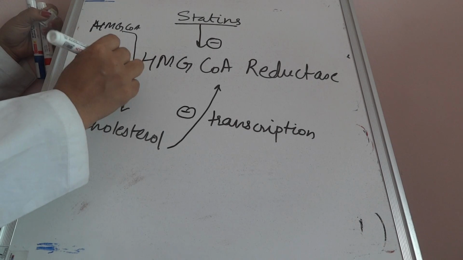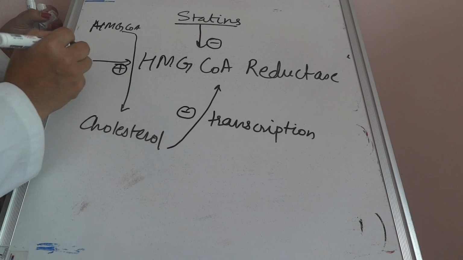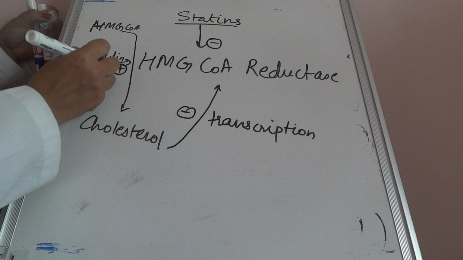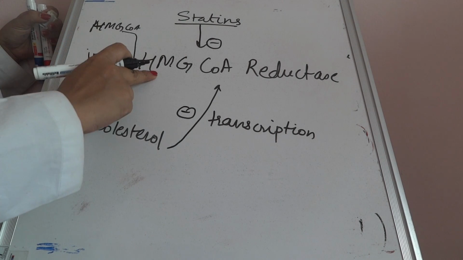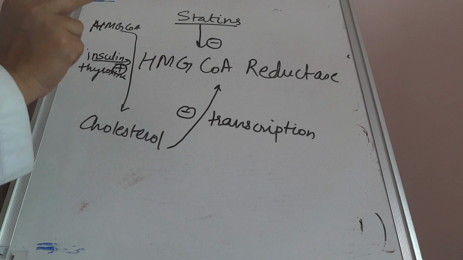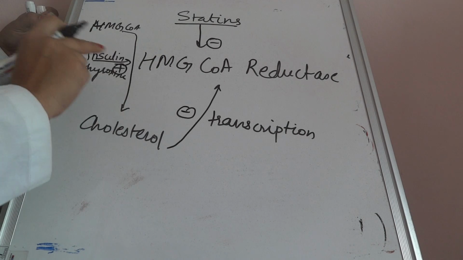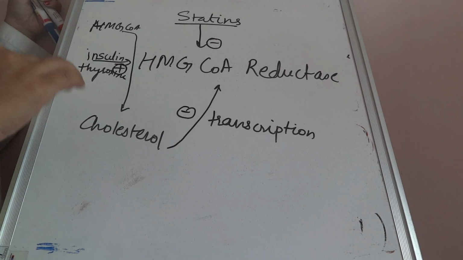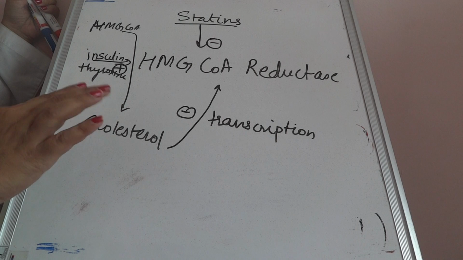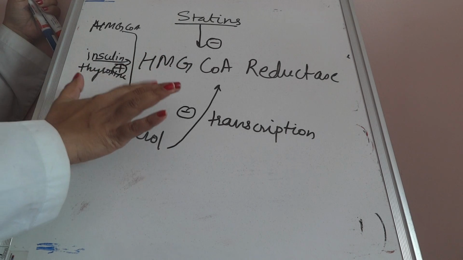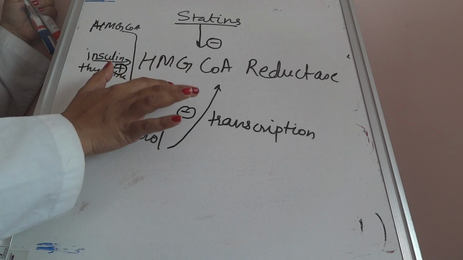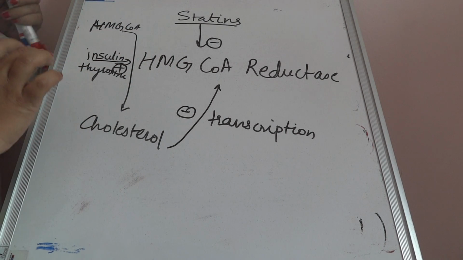Now this enzyme HMG coenzyme A reductase is stimulated by insulin and thyroxine. Insulin and thyroxine, and the other hormones which are antagonists to thyroid and antagonists to insulin, will inhibit HMG coenzyme A reductase. There is one simple thing that we can remember: in the fasting state all the enzymes phosphorylate, but here we do not want that. The active form of HMG coenzyme A reductase is the dephosphorylated form. So insulin and thyroxine will dephosphorylate HMG coenzyme A reductase. Thank you.